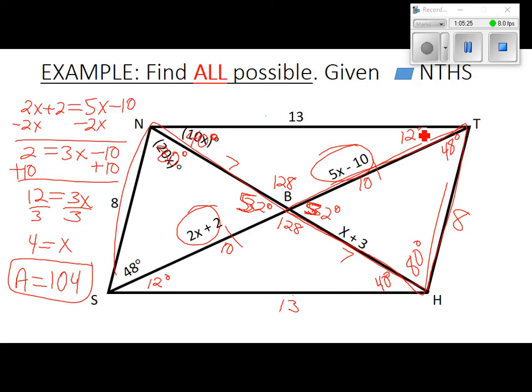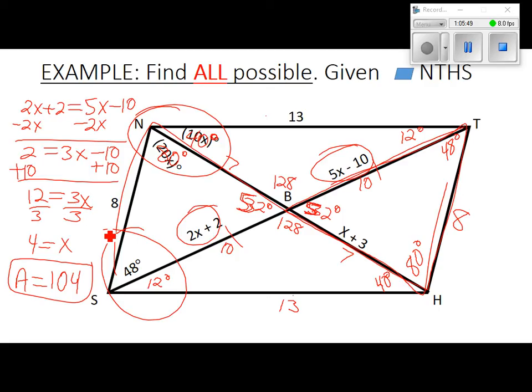Now, could we have found it? Could you have done this? What do you know about this whole angle and this whole angle? They're supplementary, it should add up to 180, so this is 40 plus 80 plus 48. Subtract that from 180, and that should have left us with that, and we could have found that angle. And then what do you know about these two angles? They're congruent, they're alternate interior.